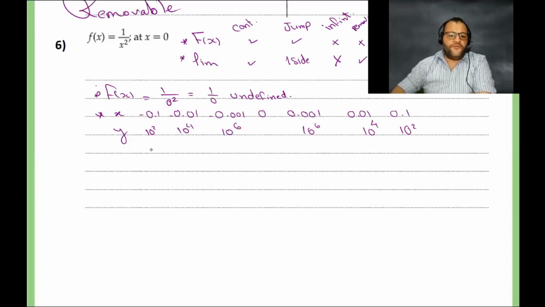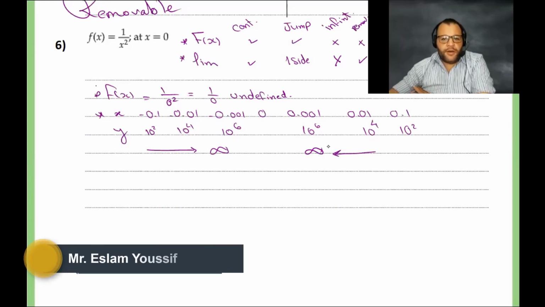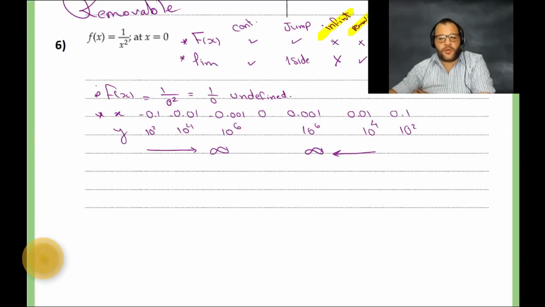So from the left side it's going to infinity. From the right side it's going to infinity also. Is this right? So it's going to be which number? Infinite. There is no value for the function. It will be one of two types, either infinite or removable. Is that right?